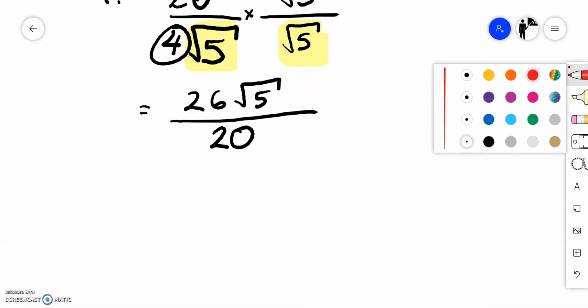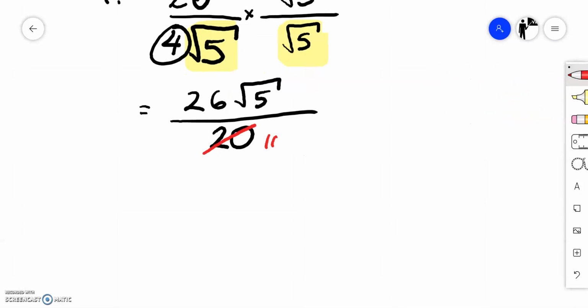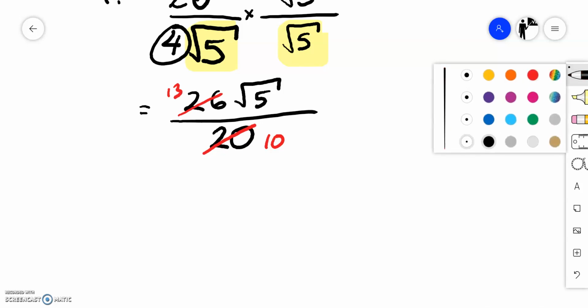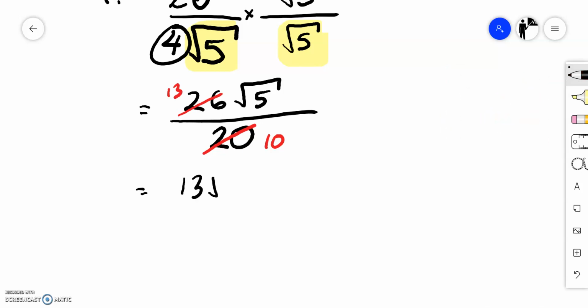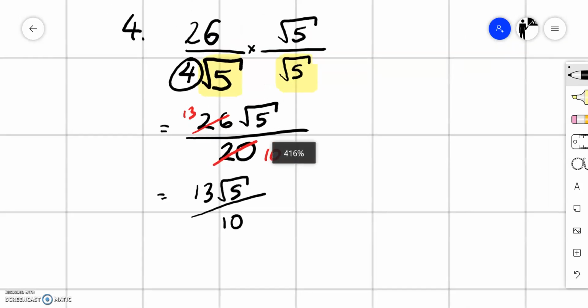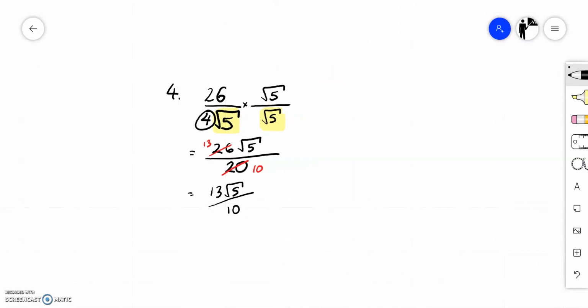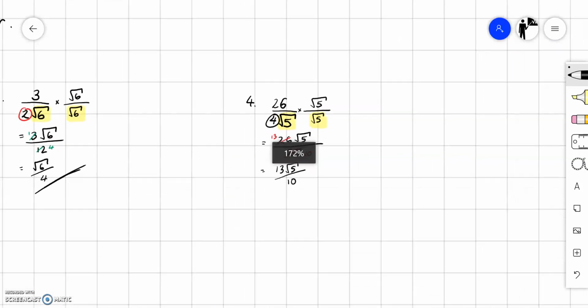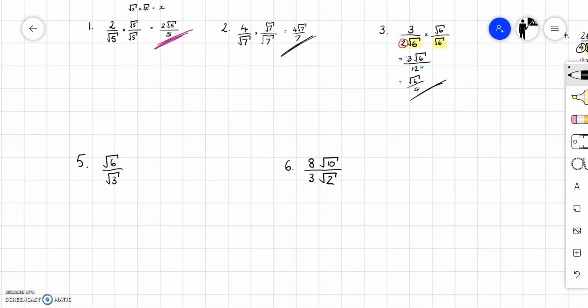And then we can do a wee bit of simplification. 2 goes into that 10 times. 2 goes into that 13 times. So my final answer is going to be 13 root 5 over 10. No surd on the denominator. We've got a rational denominator. 2 examples to go.